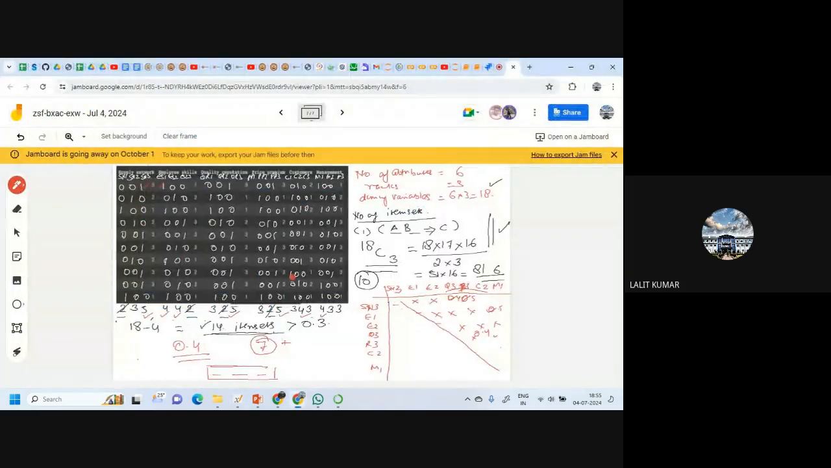So this is how you have to solve this. This will take time, but if you follow this concept, your entire thing will be clear. You will not make any mistake.